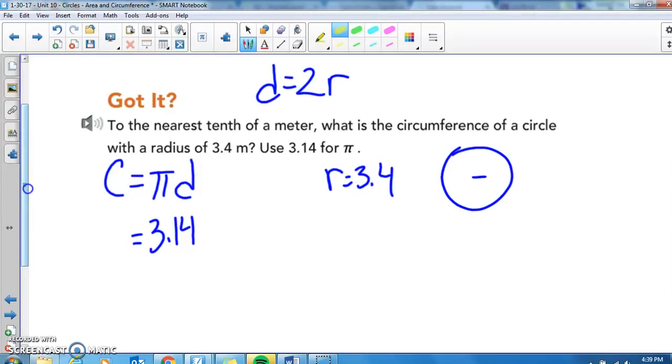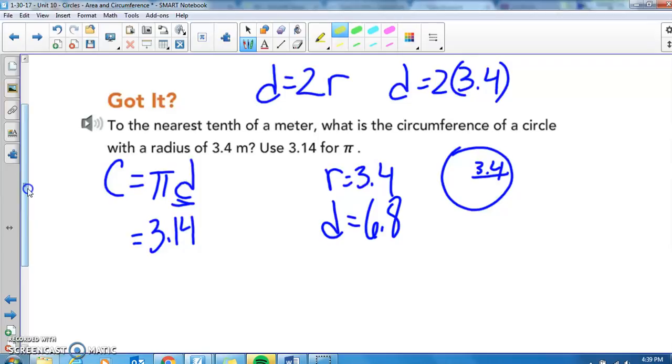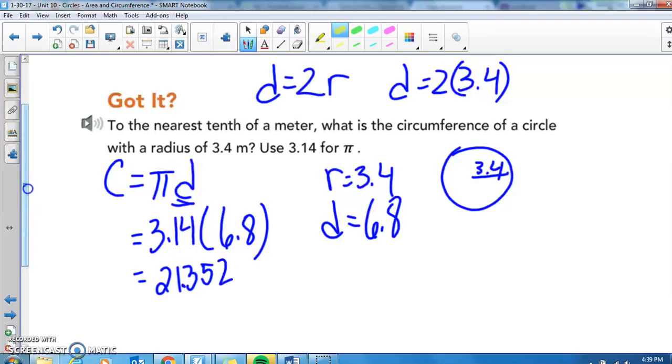Remember, the radius represents halfway across. In this problem, we have to use diameter. So if we have a radius of 3.4, in order to figure out the diameter, all we have to do is multiply that by 2. So 3.4 times 2 is 6.8. So our diameter is 6.8. Now if we multiply 3.14 times 6.8, we get, I'm sorry, 21.352. I read it wrong.